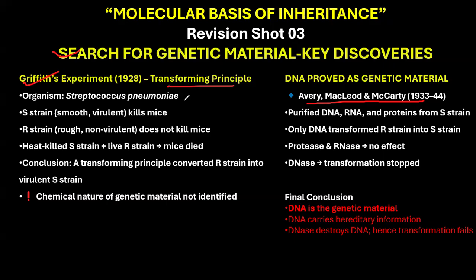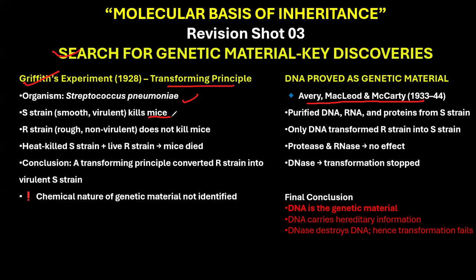Here, the organism that was used was Streptococcus pneumoniae, and S strain was the smooth strain. It was a virulent strain, and it kills the mice if it affects the mice. Then R strain was the rough strain, non-virulent, and does not kill the mice. That means if S strain is affecting the mice, the mice will die. If R is affecting, then mice will survive.